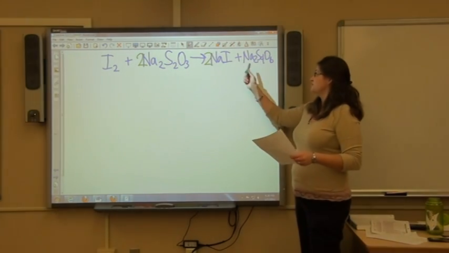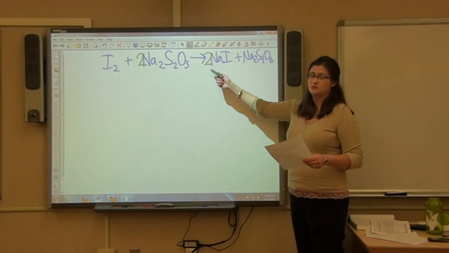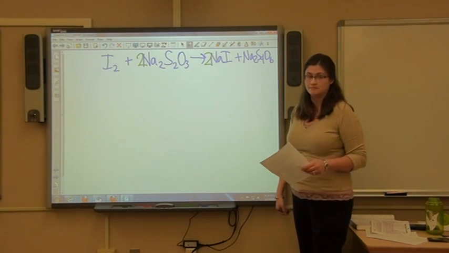Don't forget that you have 2 places in this equation where you have sodium. You have to add them together.